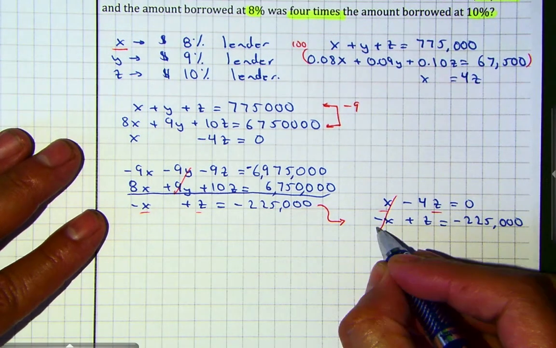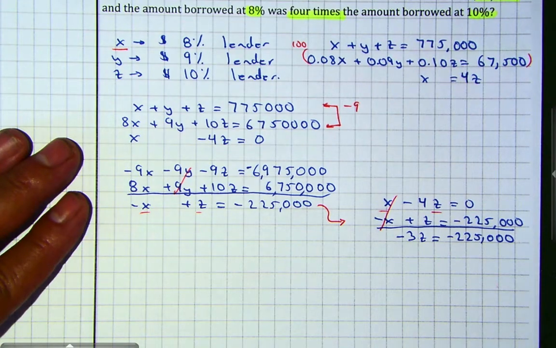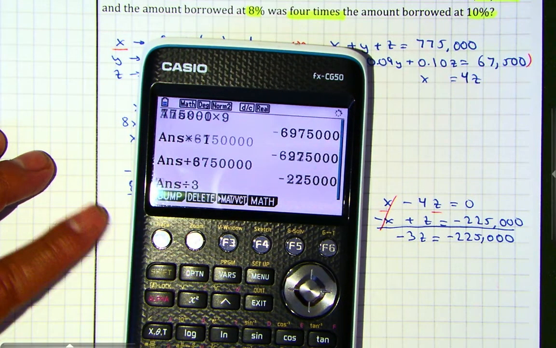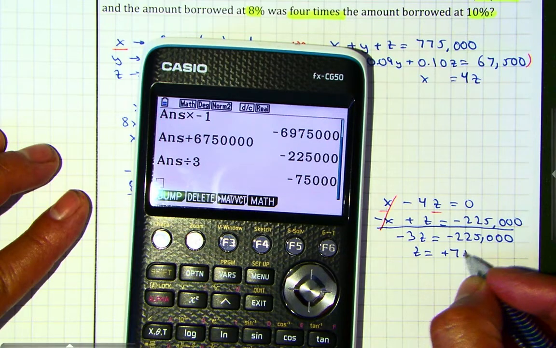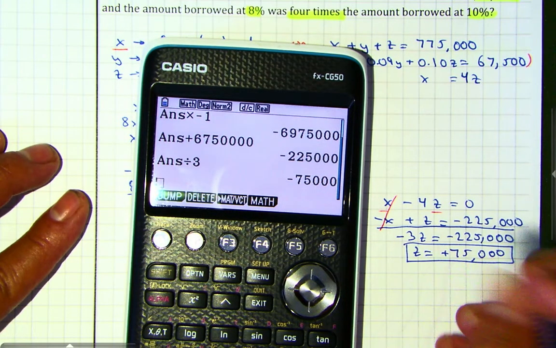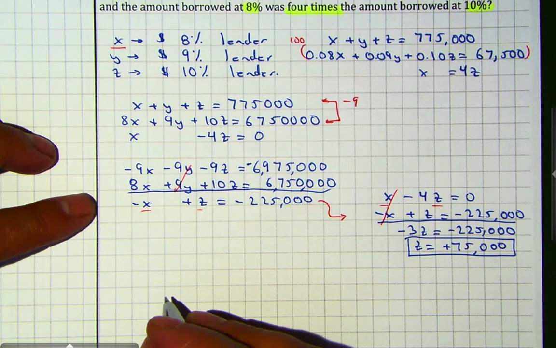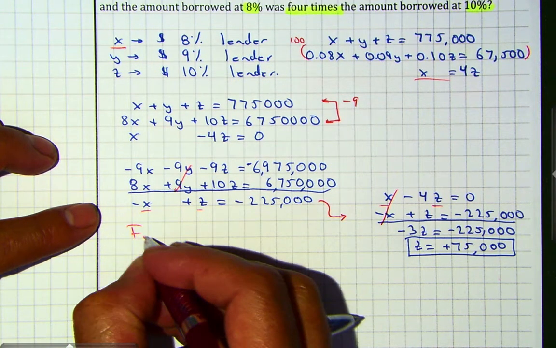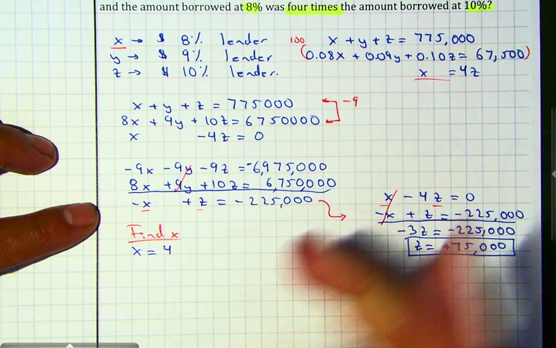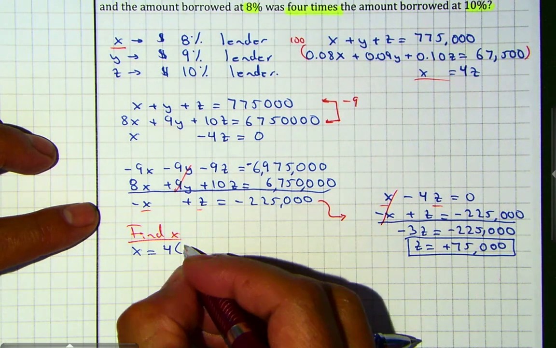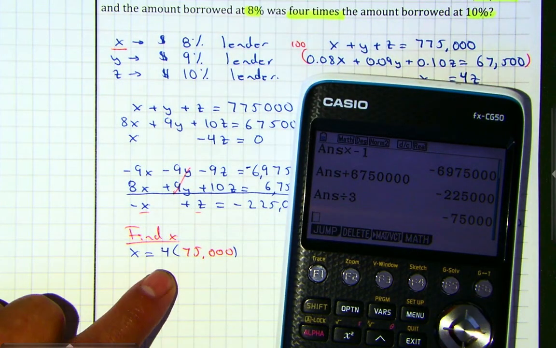And now I can solve for z. That'll be -3z is equal to, so now I can divide it by -3, so it'll be positive. So that is how much they borrow from the third lender at 10%. Now let's go and find the value of x. So therefore x equals 4 times the amount that they borrow at 10%, which is $75,000. So it's a very quick process. I think sometimes the setup is the one that some of you guys might struggle with.